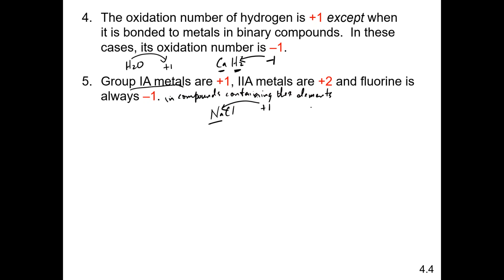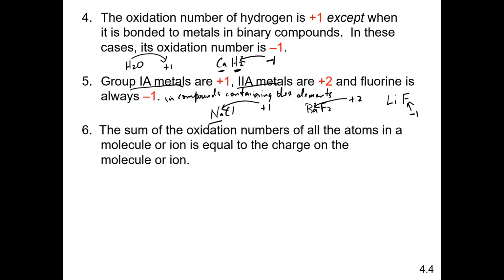Or let's say barium fluoride. The oxidation number of barium in this case is +2 because barium is in group 2A. And then fluorine, in any compound that contains fluorine, for example lithium fluoride, the oxidation number of fluorine in this case is -1, all right? Okay, so that's rule number 5. These are group 1A metals, group 2A metals, and fluorine.